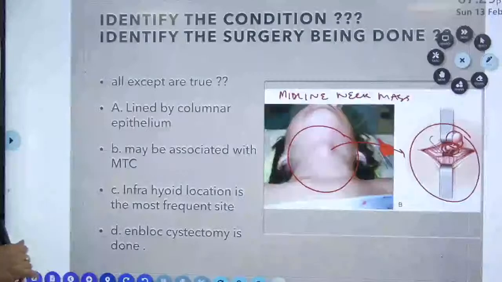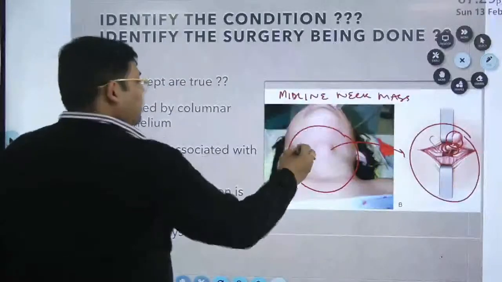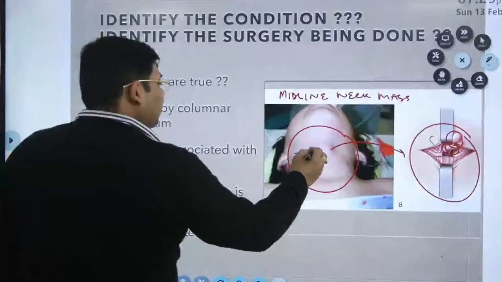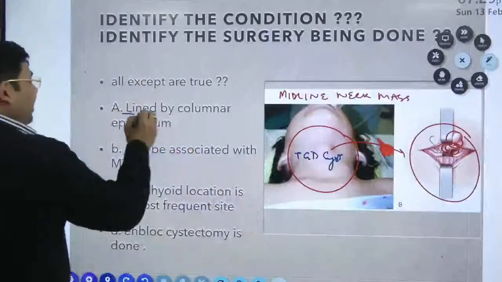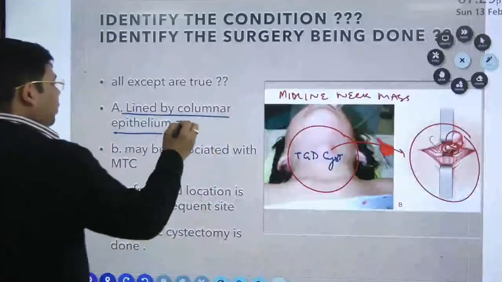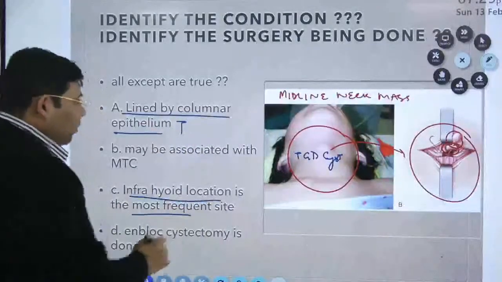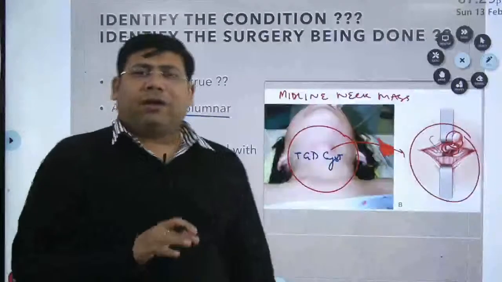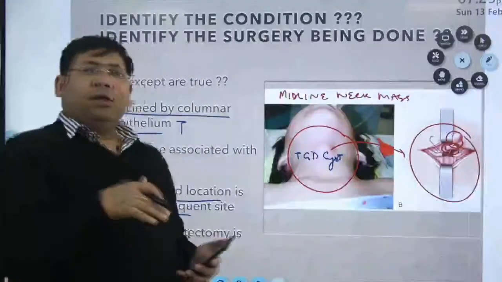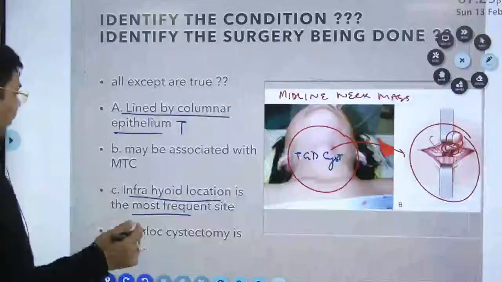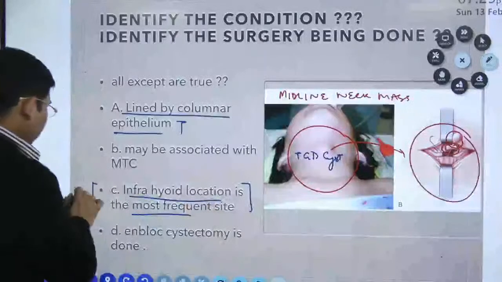So let us come back to this question. All except are true. So we have got the diagnosis that this is a thyroglossal duct cyst. One thing is clear. Now, it is lined by columnar epithelium. Absolutely true. Infrahyoid location is the most common. Majority of them are located near the hyoid. It may be suprahyoid, it may be infrahyoid, it may be juxtahyoid. So yes, this is absolutely true. So this is also true.